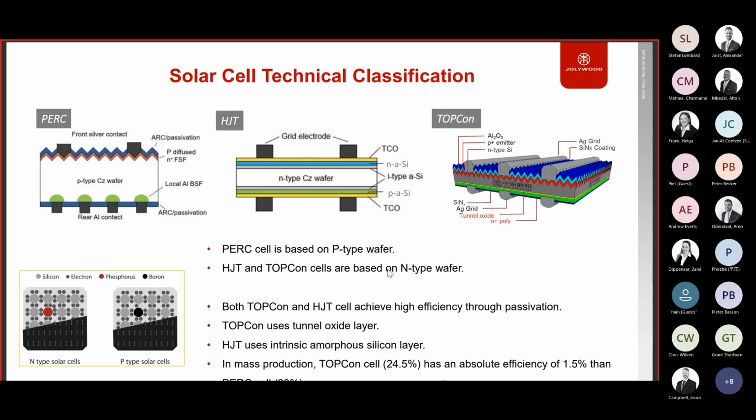Currently in mass production, the efficiency of N-type TOPCon and HJT solar cells is around 24.5%. But for PERC, the mainstream efficiency is around 23%. We can see that TOPCon has an absolute efficiency 1.5% higher than PERC. And the gap between TOPCon and PERC will be larger during the next few years. I think in these years, this figure will reach 1.8% or even 2%.